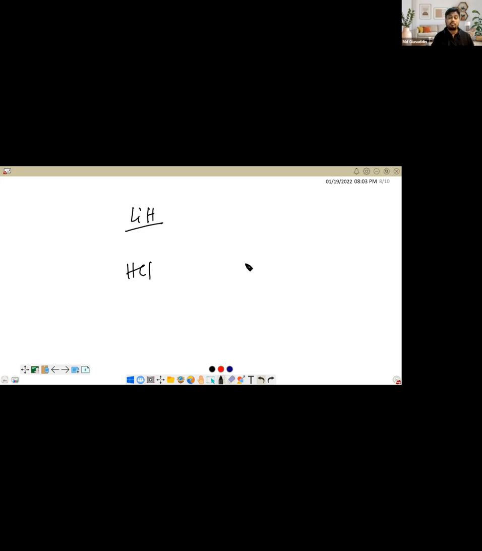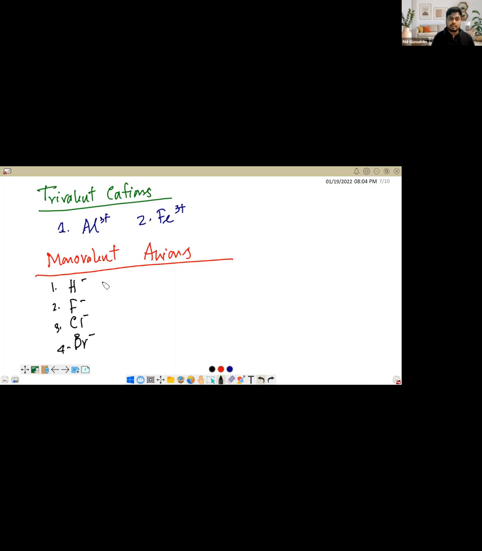When you are in a degree course and learning chemistry, you will also know about carbanions. You have heard about carbocations, but carbanions also exist. So these are the things: H minus, F minus, Cl minus, Br minus.